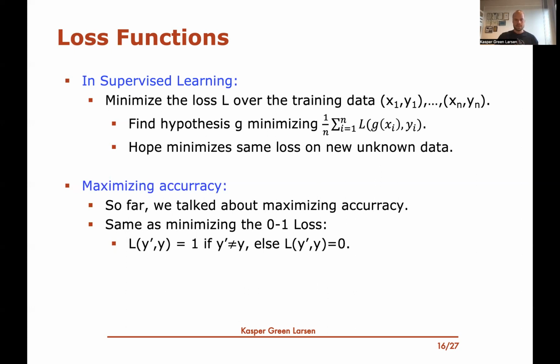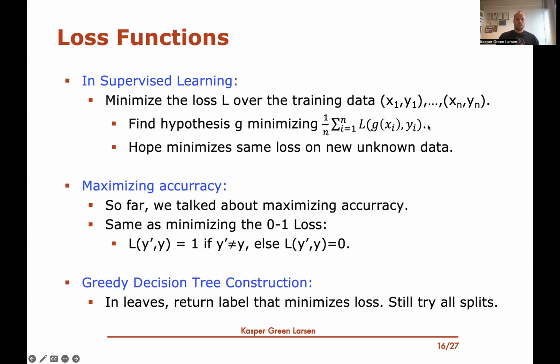So the 0-1 loss is just the following. If I make a prediction y prime for a label and the true label is y, then I pay 1 if the prediction is wrong, and otherwise I pay 0. So basically I'm paying for all the mistakes. Clearly, minimizing the number of mispredictions is the same as maximizing the number of correct predictions, the accuracy. So really we can think of everything we've been doing so far as just minimizing the 0-1 loss over the training data.